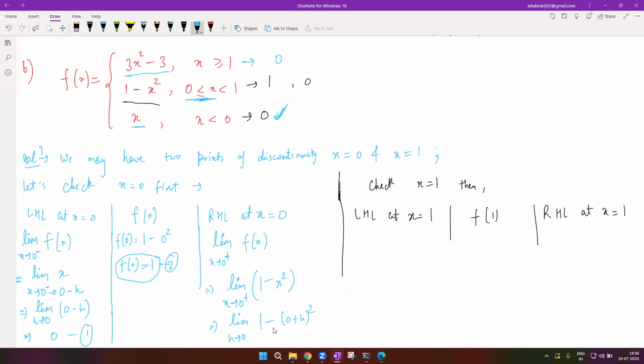And 0 plus h is nothing but h. As soon as you put h equals 0, the answer is 1. From first, second, and third, you can easily observe that the function is discontinuous at x equals 0.